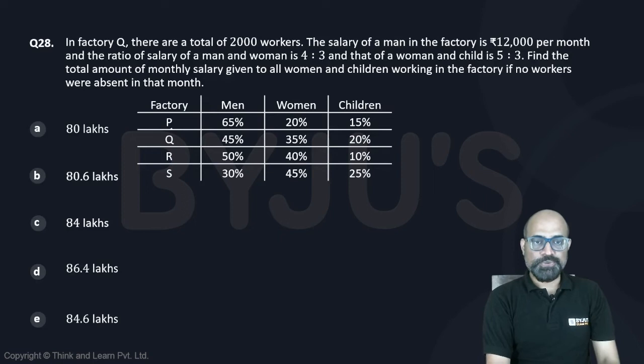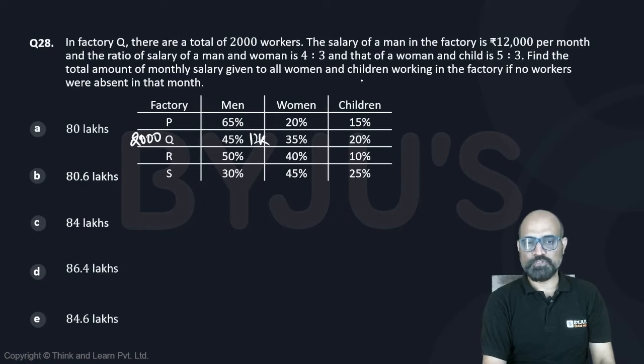In factory Q, there are a total of 2000 workers. The salary of a man in the factory is 12,000 per month. So this is 12,000 per month, and the ratio of salary of a man and woman is 4:3. That means woman's salary is 9,000. And that of a woman and a child is 5:3. So this is 9,000 and we need this as 5:3. So this is going to be 1800 into 5, and 1800 into 3, which is going to be 5400 for a child.